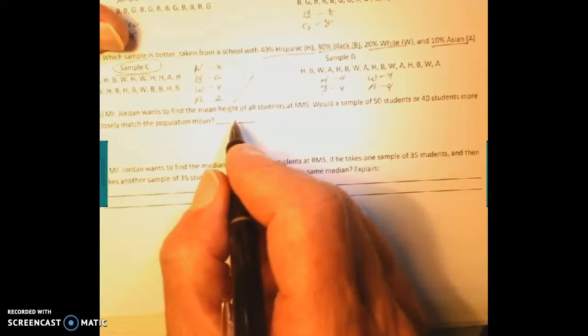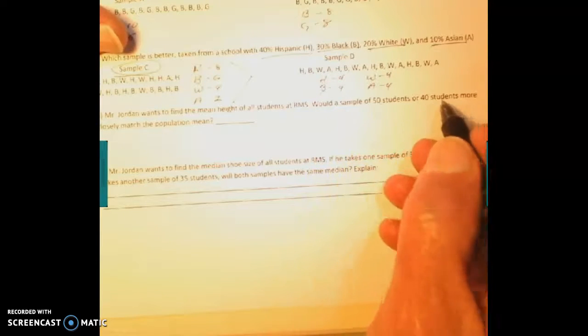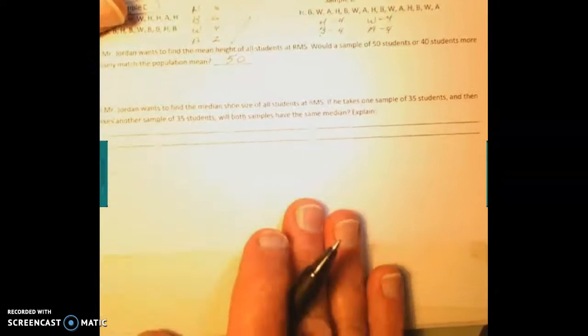Number 5. Mr. Jordan wants to find the mean height of all the students at Ramstein Middle School. Would a sample of 50 students or 40 students more closely match the population? The larger the sample, the more accurate it should be, so 50 would be the better answer here.